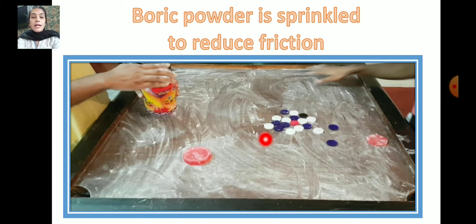In the carom board, boric powder is sprinkled to reduce the friction. You put some powder, that is called boric powder. Why do you put it on the carom board? To reduce the friction so that the coins will move smoothly. Otherwise you have to hit very fast. It will produce more friction if you don't sprinkle the powder.